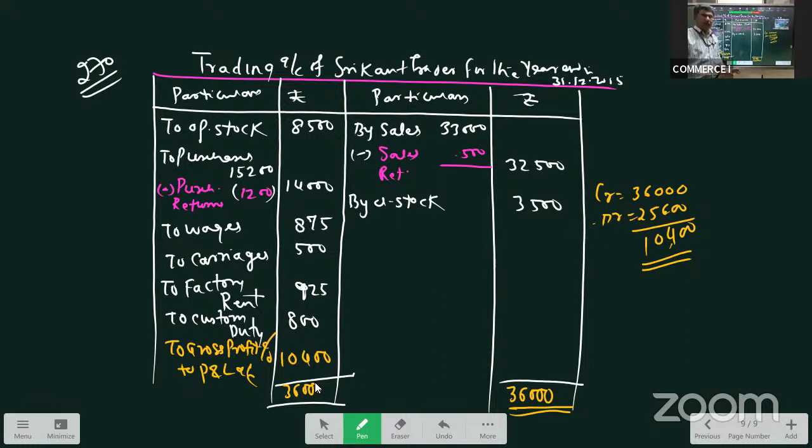So today I am concluding the session here. Tomorrow we'll do another two problems on trading account. Then we'll take up profit and loss account. This is how we'll do in steps. Trading account, let's get the perfection. Then we'll do P&L account, and then we'll go to balance sheet, and then we'll do a total problem having trading, profit and loss and balance sheet.